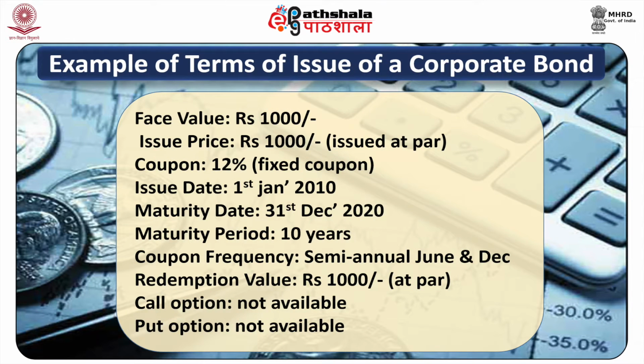Example of terms of issue of a corporate bond: face value rupees 1000, issue price rupees 1000, that is, issued at par, coupon 12% fixed, issue date 1st January 2010, maturity date 31st December 2020, maturity period 10 years. Coupon frequency semi-annual, June and December. Redemption value rupees 1000 at par. Call option not available. Put option not available.